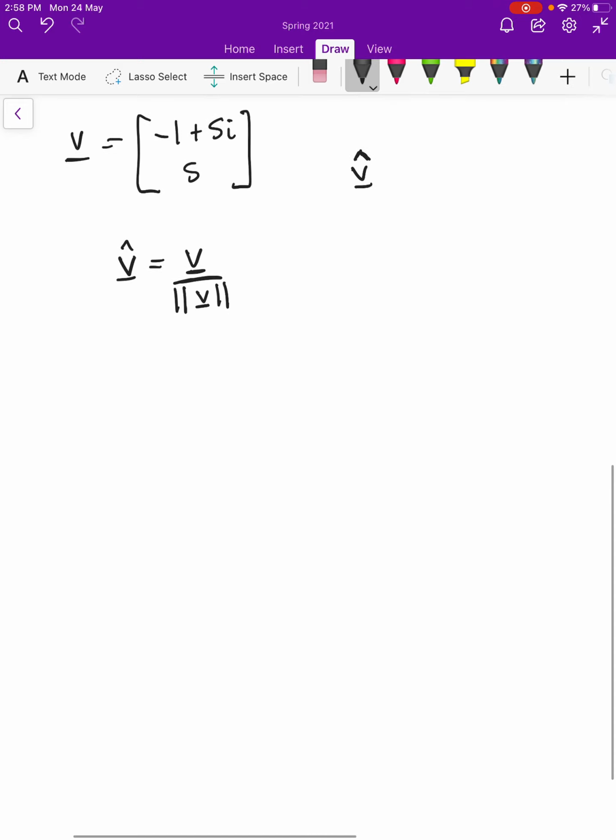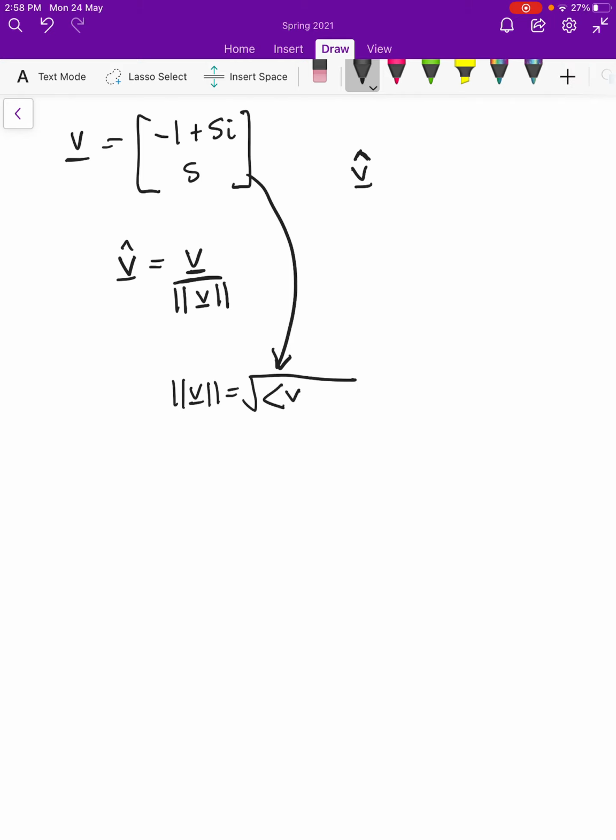Now, how do we find the norm of v? The norm of v, you might also recall, is just the square root of, since it's a complex vector, the square root of this. And remember, the norm is always, regardless of whether it's a complex vector or a real vector, going to give you an answer that is in Rn.